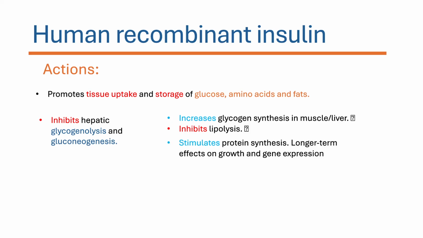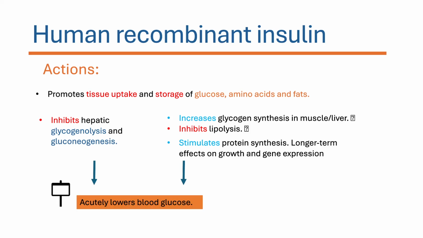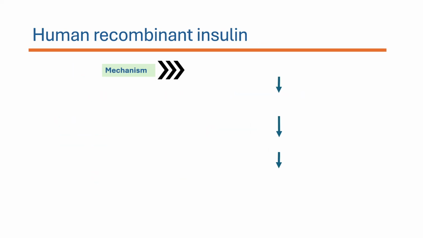And also it acts as a building block where it stimulates protein synthesis, and in the long run it affects growth and gene expression. So ultimately, through these actions, it will acutely lower the blood sugar levels in the body. So let us understand the mechanism of action of insulin.